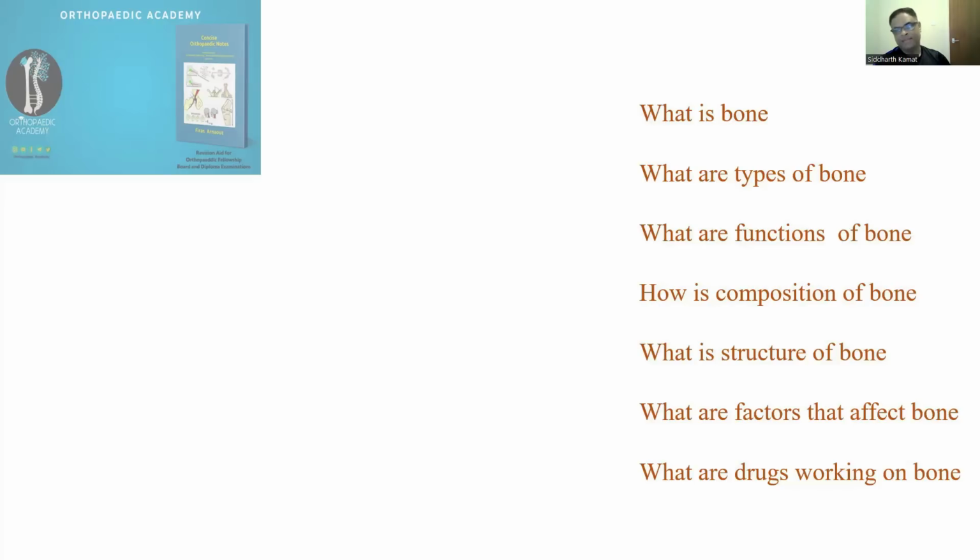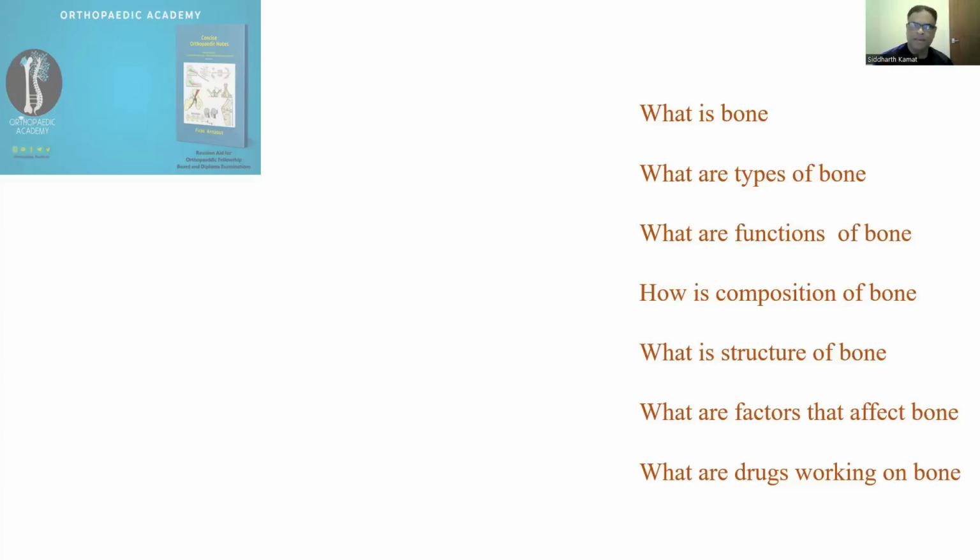compressive and tensile forces. Wolff's law states that bone remodels as per the stresses it gets, whereas Hueter-Volkmann's law states that compression increases the bone formation, whereas tension decreases bone formation. Hence, bone in a hip is more in calcar, which is weight-bearing area.